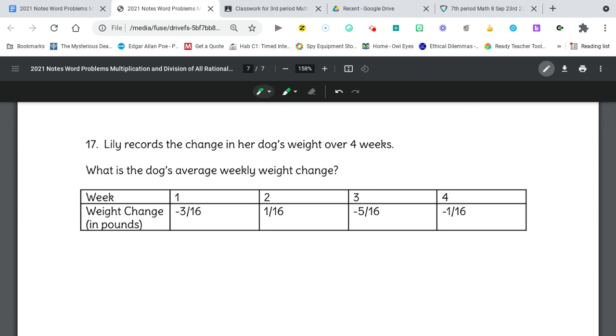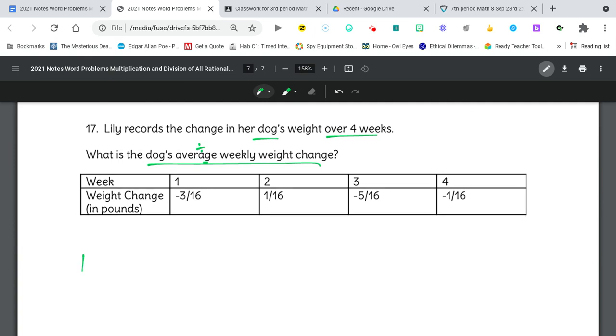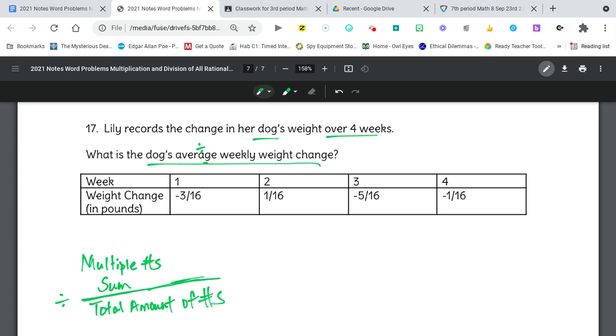Okay. Lily records the change in her dog's weight over 4 weeks. What's her dog's average weekly weight change? Well, I got multiple numbers again. And it's asking me for average. For average, I usually divide. But again, when you have multiple numbers, you got to find the sum of all the numbers and divide by the total amount of numbers. Okay? That little bar means divide. Take the sum and divide it by the total amount of numbers.